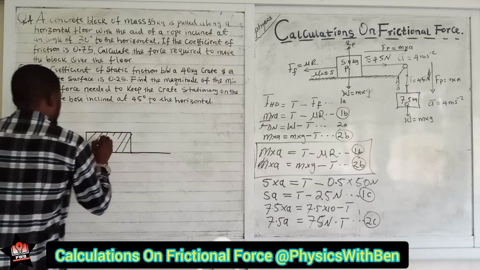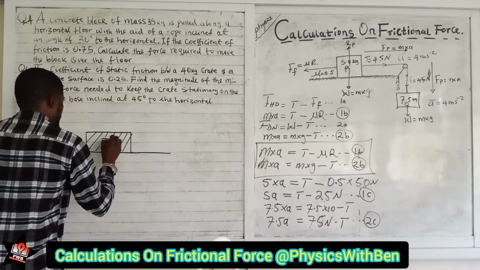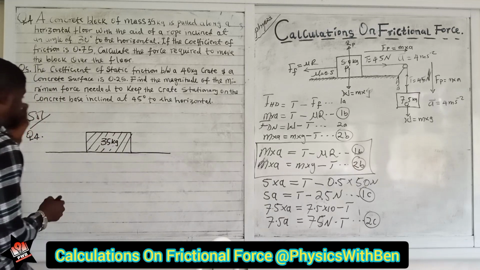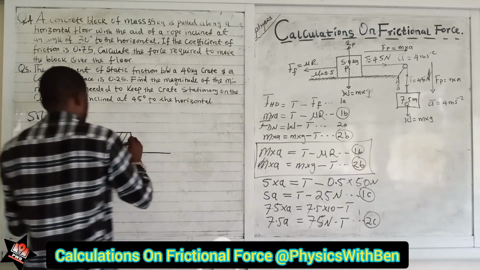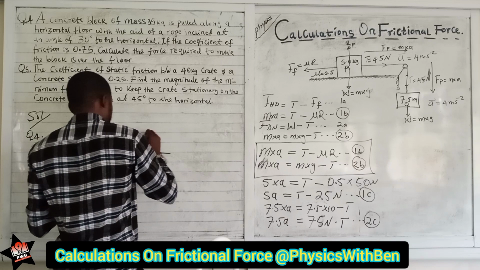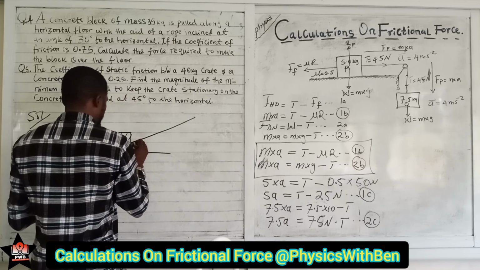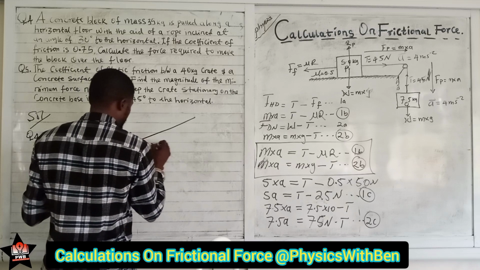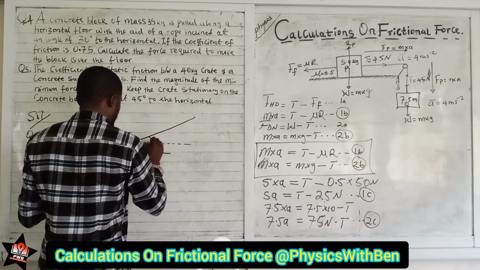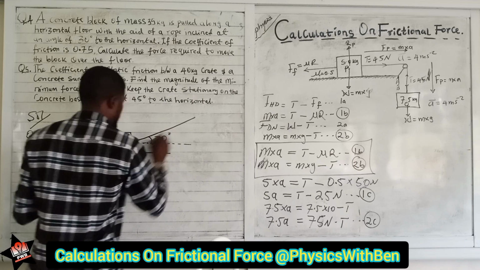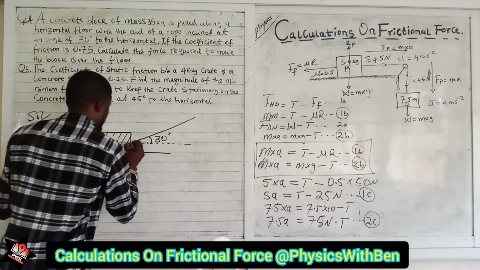And the block weighs 35 kilograms. And it is pulled with a rope inclined with the horizontal, and this rope is at 30 degrees to the horizontal.